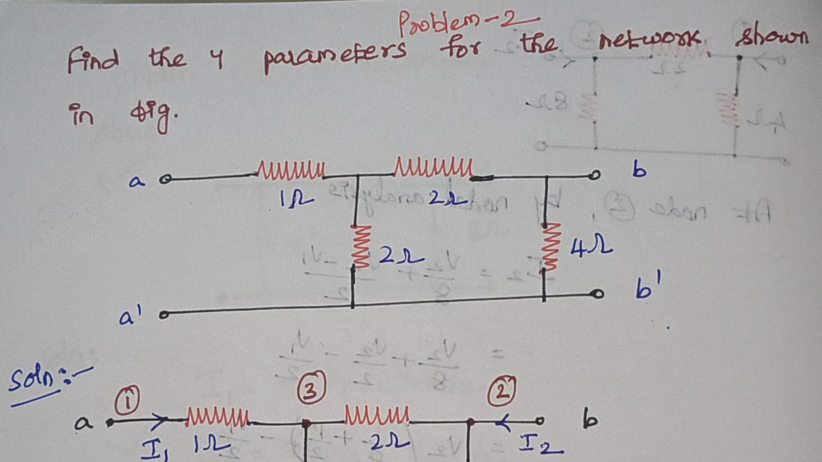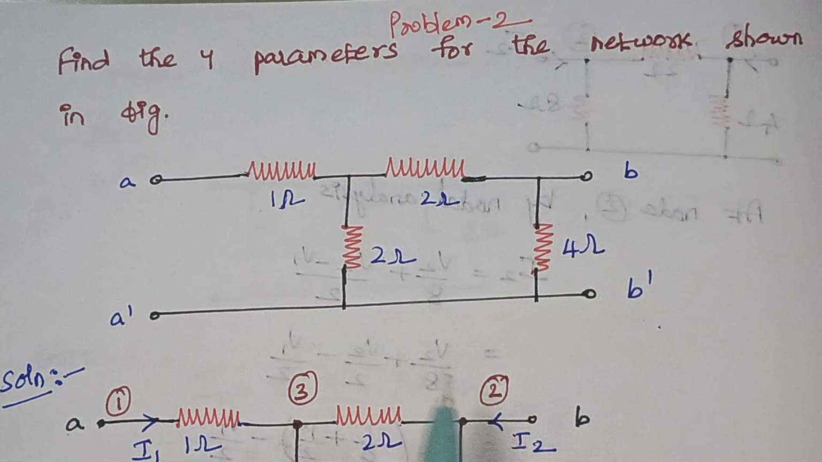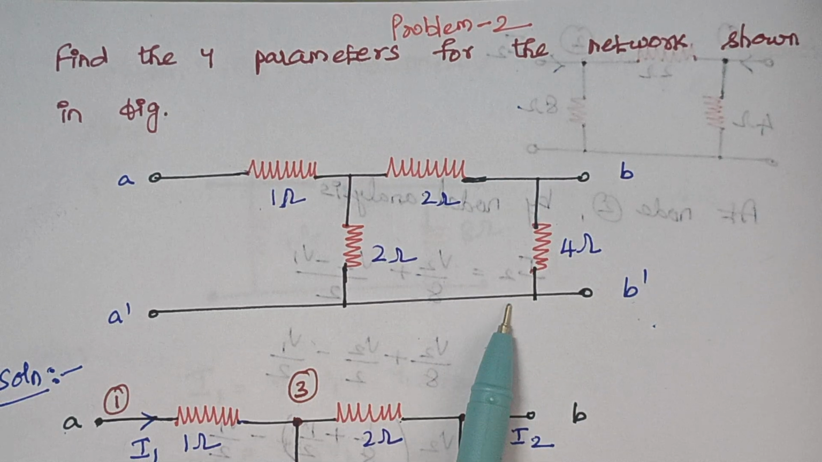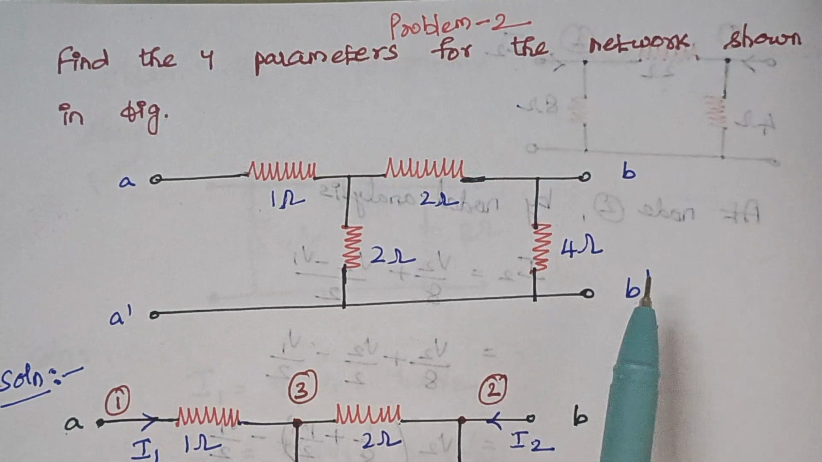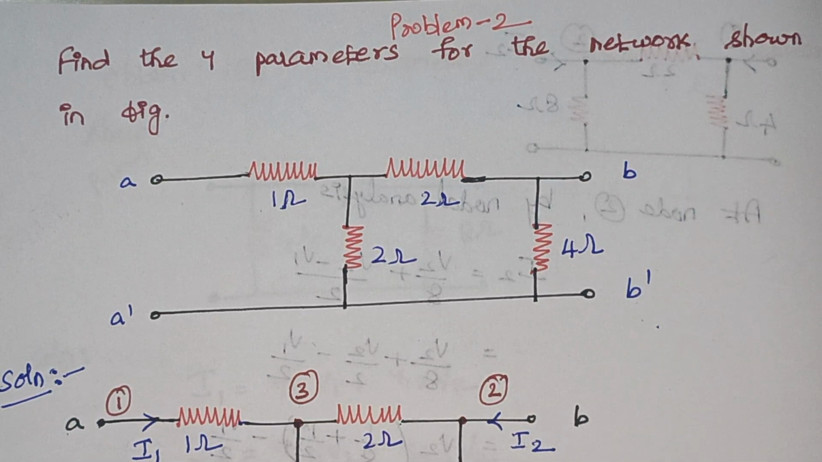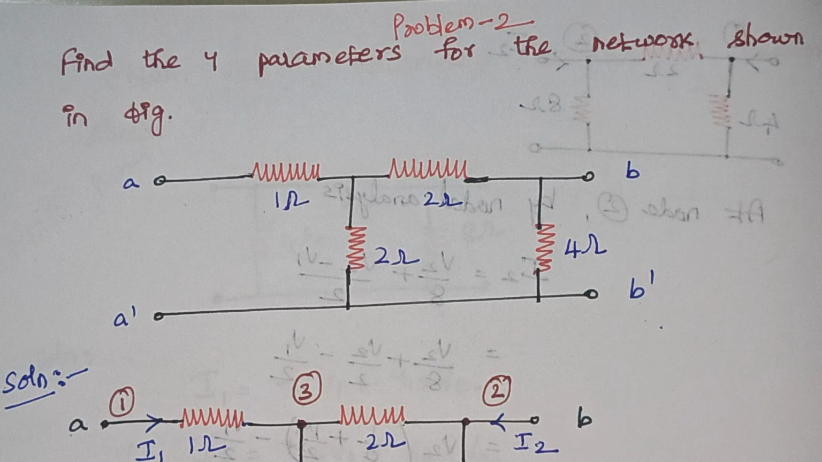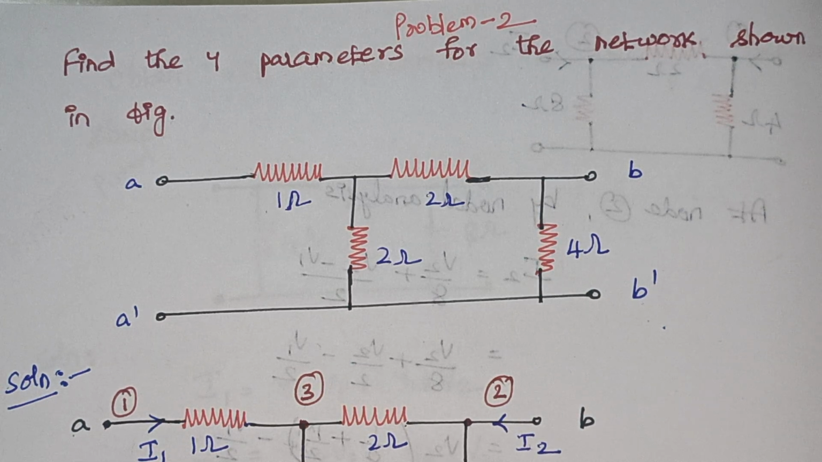Today we are going to solve problem 2 in finding the y parameters of a two-port network. So this is the second method of solving the same problem. Here this is the given problem. We have two ports, A dash is the input port and B dash is the output port. And now we are going to find all the y parameters by using nodal analysis.